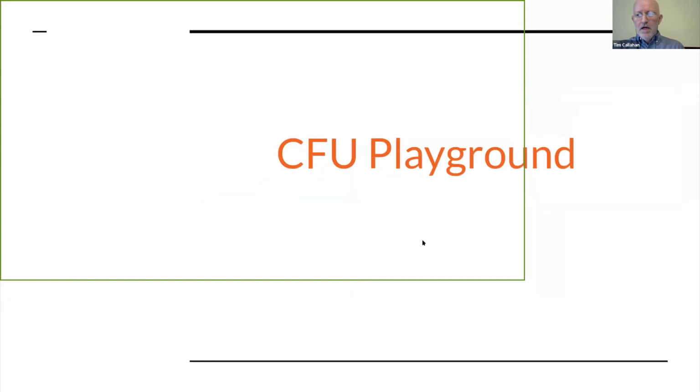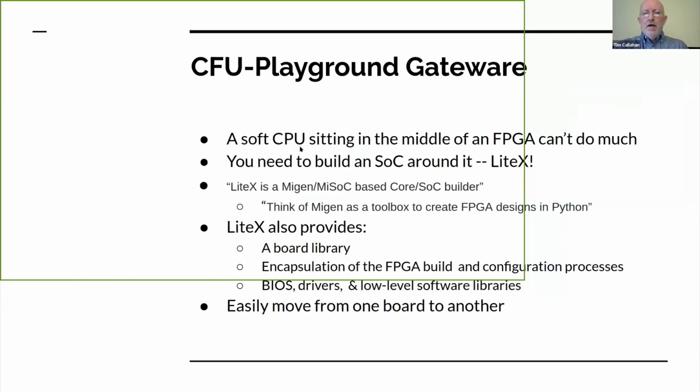Okay, so let's go over the CFU Playground. My goal here is just to show you that it's easy to get started, both in terms of the gateware and in terms of the software. So I guess you have the picture in your head that I'm adding a custom function unit that you're going to design, and we're going to add it to a soft-core CPU, which you don't have to design, which is provided. But even that sitting in the middle of an FPGA is not very useful. I mean, you can access it using JTAG, but it's not very useful. So you need to build this SoC around it to hook it to the outside world.